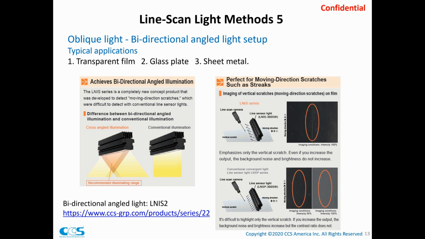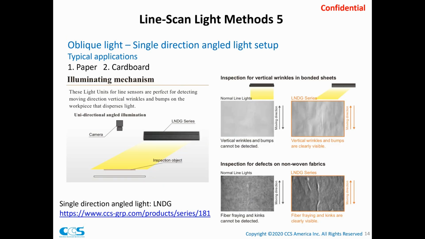Let's see the last lighting technique. This is also a very specific application. It's also quite common. The basic concept is really similar: it's the defect along the moving direction. But this time, the sample or part is not smooth. It's not like a transparent film, or a sheet metal. Instead, it's a very rough surface. And this rough surface part on the roller will create some stripes in the moving direction.